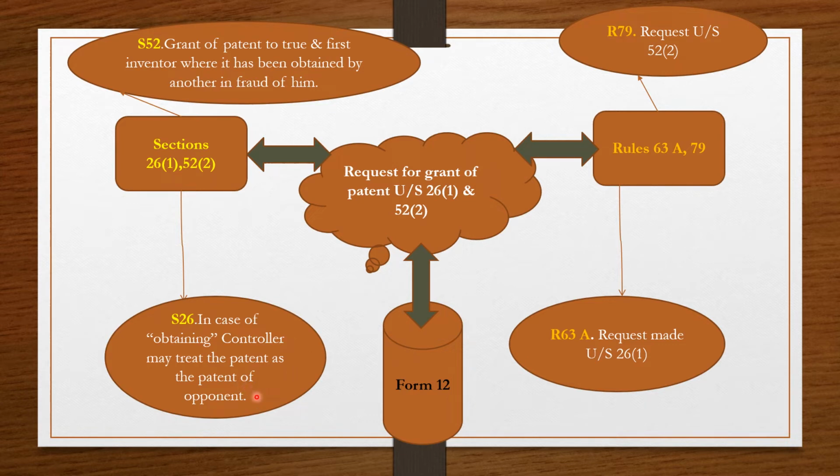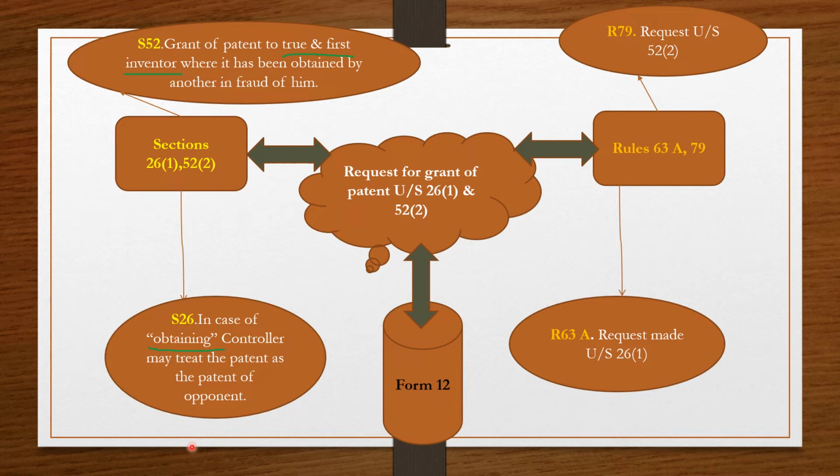Okay, so you just mark here, the keyword here is obtaining. Fine, and now we will go to section 52. The title is grant of patent to true and first inventor where it has been obtained by another in fraud of him. Okay, so here the keyword is true and first inventor.